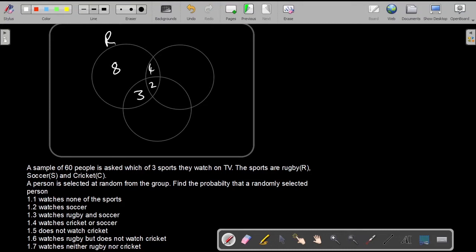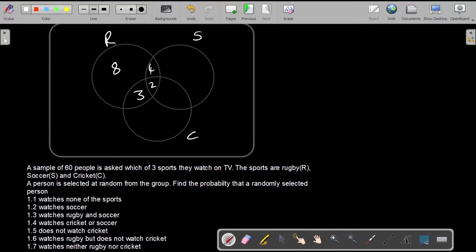One other thing which I didn't mention is that when you have intersections, this portion represents the people who specifically watch rugby, and S in this case is soccer. So this portion by itself represents the intersection of people who watch rugby and soccer. But this one here, which covers all three circles, the intersection of all three circles, covers all the people who watch rugby, soccer, and C, which is cricket.